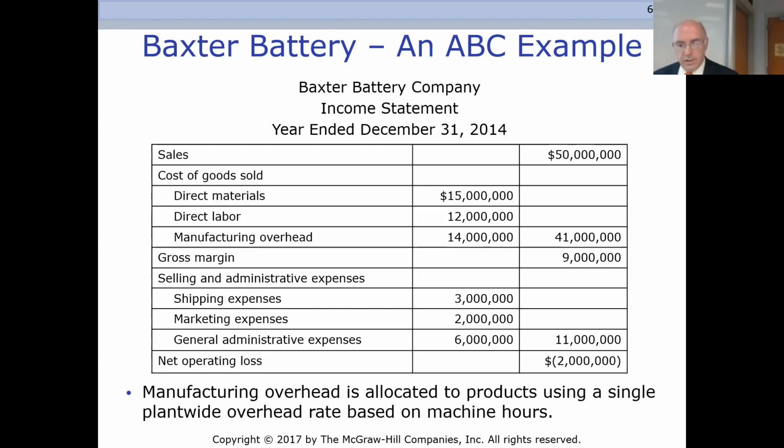Manufacturing overhead is allocated to products using a single plant-wide overhead rate based on machine hours. Remember from a few chapters ago, what's the advantage of having one single plant-wide rate? The predetermined rate? Yeah, the predetermined rate. For manufacturing overhead, in this case, they just have one that goes across the whole factory.